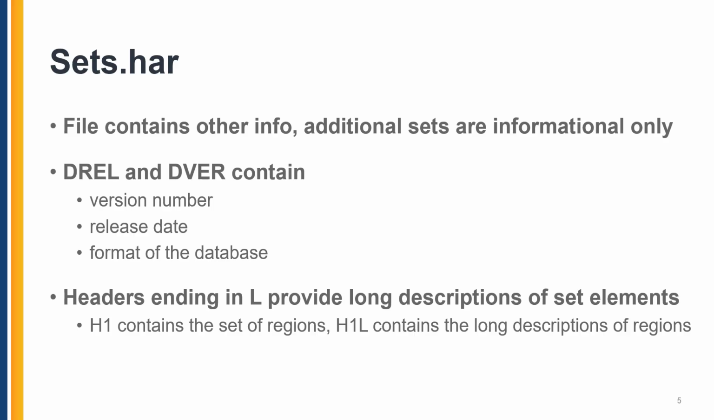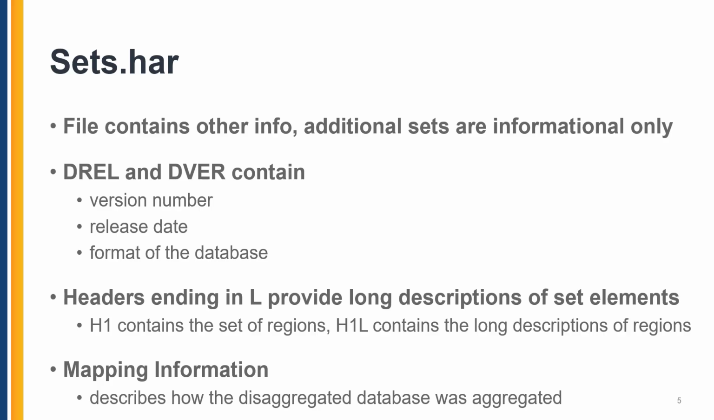You may also find headers that end with the letter L, which provide the long descriptions of set elements if they were provided in the aggregation file. For example, if there was a header called H1 which contained the sets of regions, then H1L would contain long descriptions of those regions. The sets file also contains mapping information that describes how the disaggregated database was aggregated.